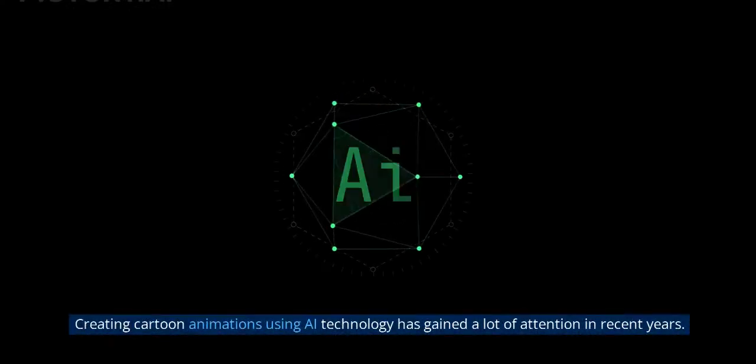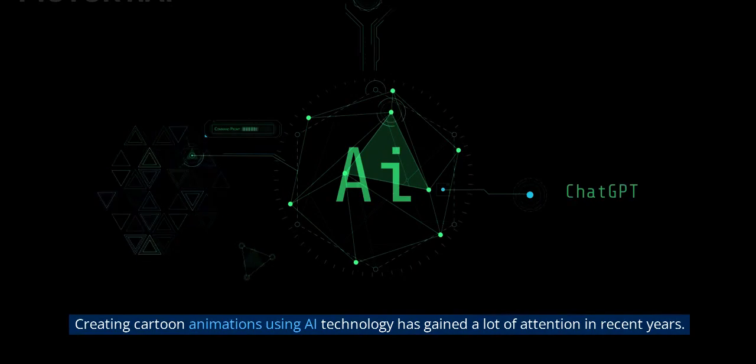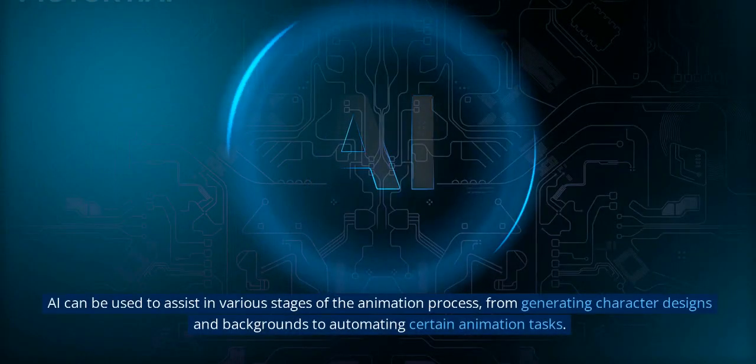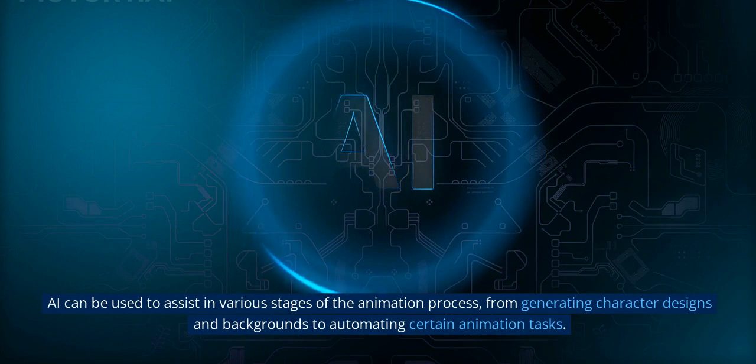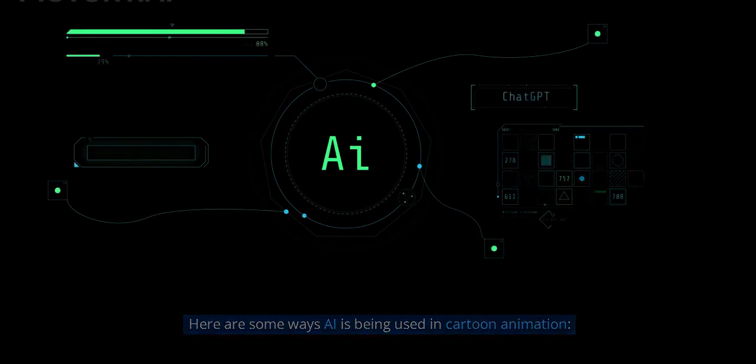Creating cartoon animations using AI technology has gained a lot of attention in recent years. AI can be used to assist in various stages of the animation process, from generating character designs and backgrounds to automating certain animation tasks. Here are some ways AI is being used in cartoon animation.